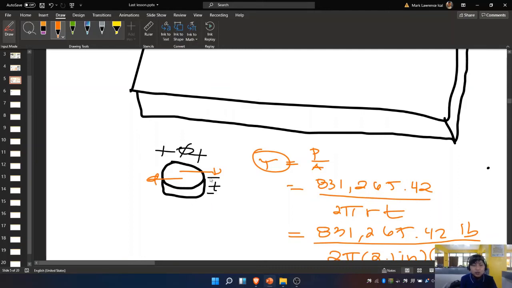Kasi meron na tayong force na papunta sa gilid. Okay? So, yung area dyan, sir, ay parehas ba sa area ng circle kanina? So, the answer is no. Hindi na siya parehas. Kasi yung area, kanina sa compression, is ito. This time, ang area na nasa shear, is ito na. Yan na kasi ang tinatamaan.